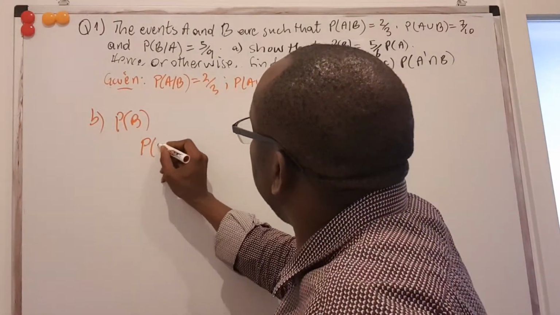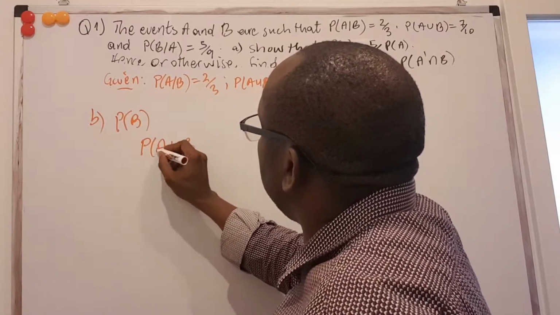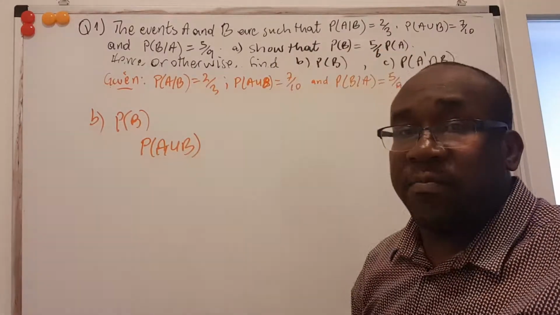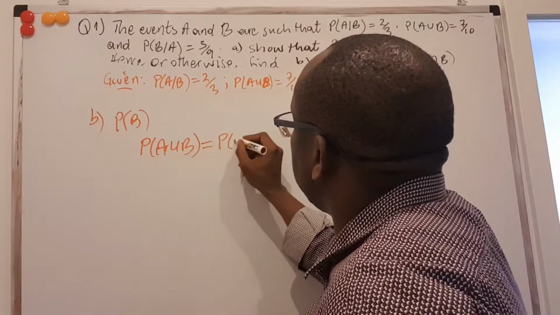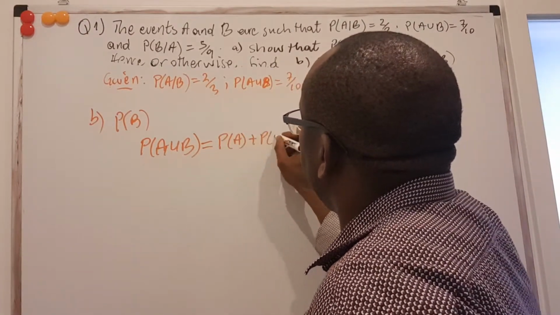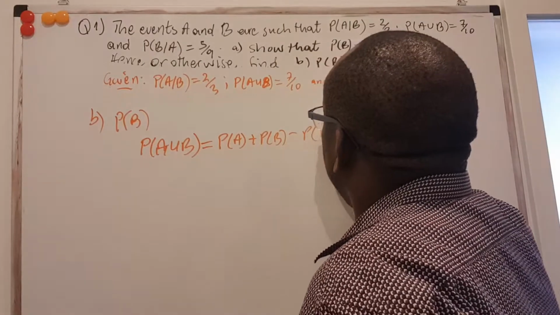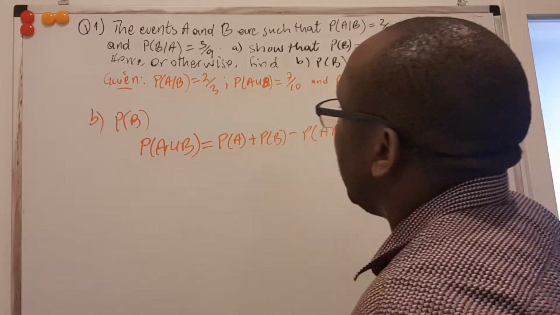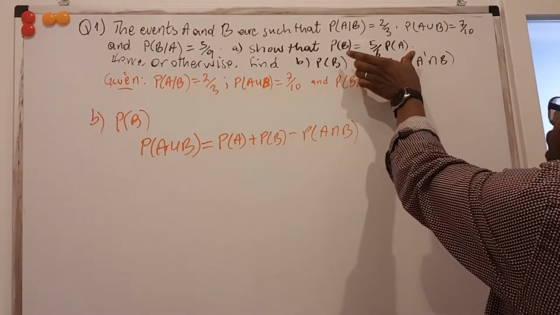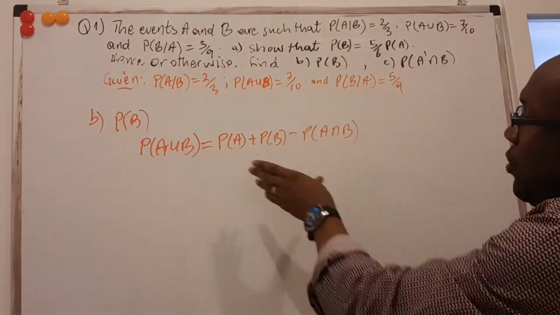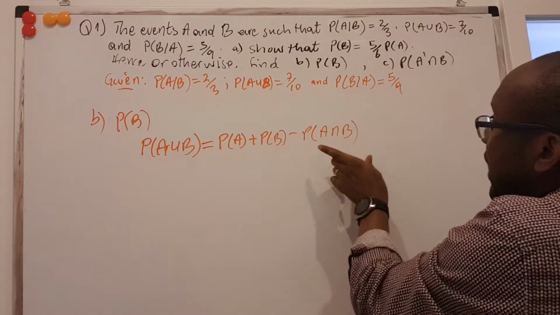We know that P of A union B, please look back at my other video to see how this is obtained, is P of A plus P of B minus P of A intersection B. We're asked to look for P of B. Now we know this relationship between A and B, so I can play around here. I want P of B.